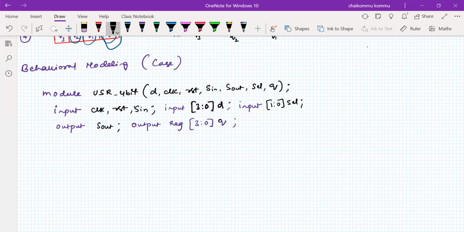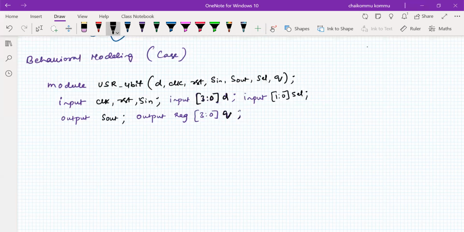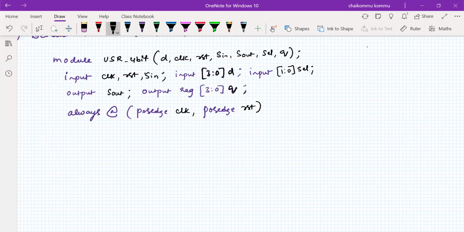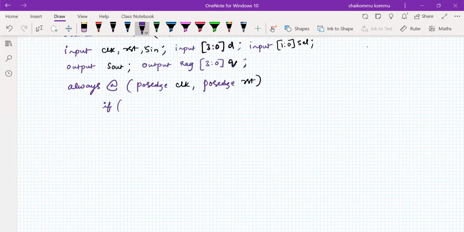So let us write an always statement. Always at the rate of positive edge of the clock, and positive edge of reset signal. What has to happen? If reset is true, I want to make all the content of the flip-flops equal to 0, 4 bits of all zeros. Okay, I want to clear the content of the flip-flops.